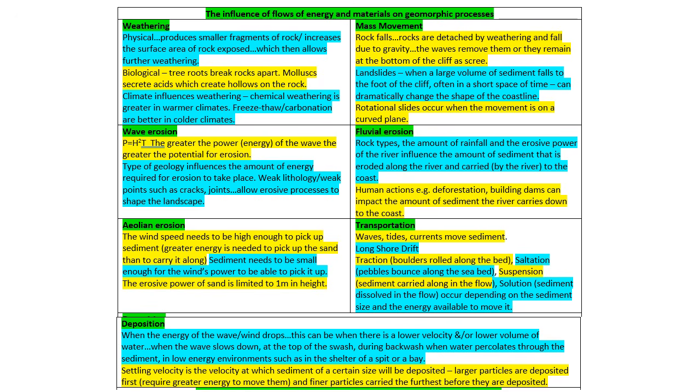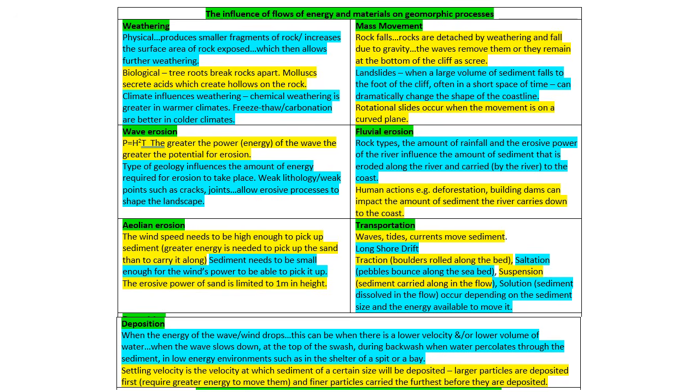We've talked about the greater the power and energy of the wave, the greater potential that wave has for erosion. We've talked about the type of geology being important in terms of erosion. Weak lithology means erosion can happen quickly. Resistant lithology means erosion happens slowly.